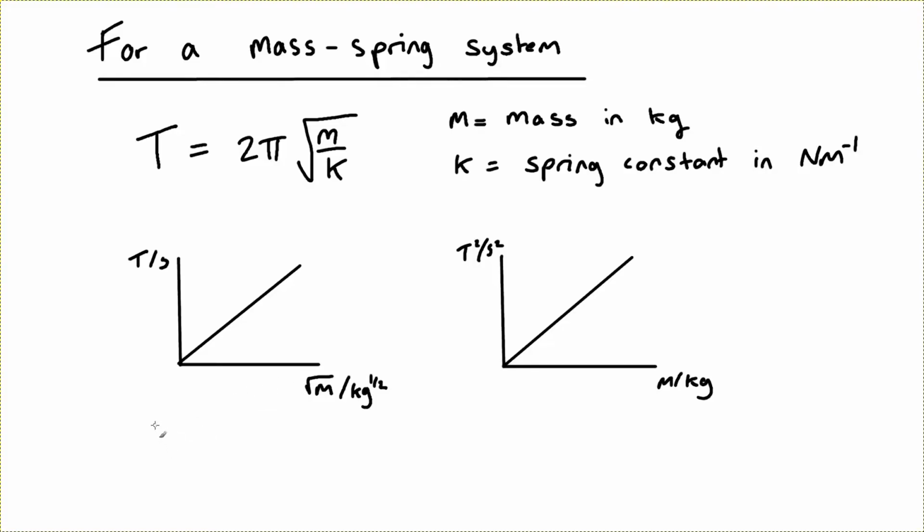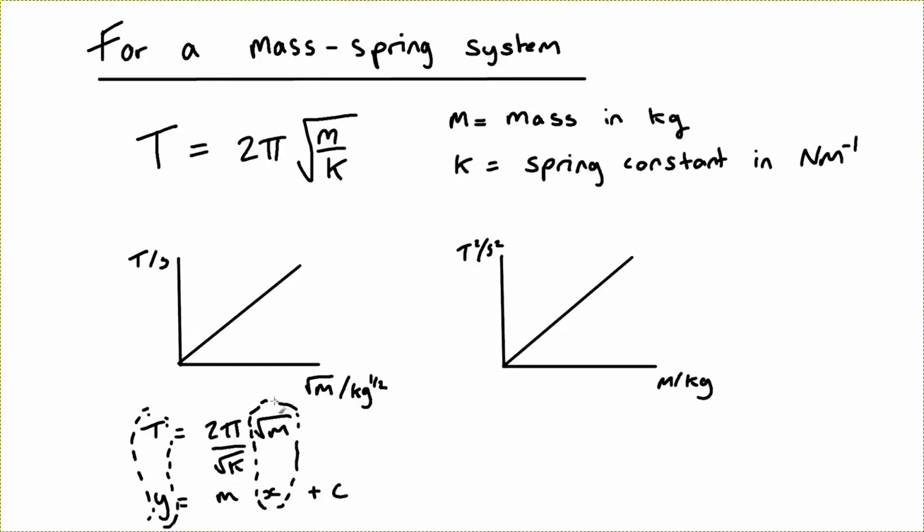It's important we understand what the gradient of these graphs is going to represent. If we compare the equation to the general equation of a straight line graph, which is y equals mx plus c, we can rewrite T equals 2 pi square root m over k as 2 pi over the square root of k times the square root of m. In that form, it's very easy to see that if we plot T on the vertical y-axis and the square root of the mass on the horizontal axis as our x variable, then the gradient is just whatever is multiplying our x variable. So in this case, it will be 2 pi over the square root of k.